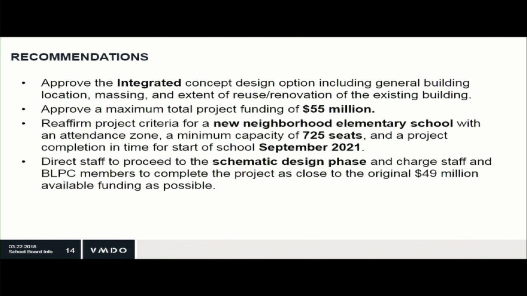I heard that. At least folks are awake. Yes, thank you. A minimum of 725 seats and for completion in 2021. And then lastly, to direct staff to proceed to the schematic design phase, and as Ms. Peterson mentioned, charge the staff and the BLPC members to look for ways to reduce project costs to get it closer to the $49 million available, as close to that as possible. And that is all we have for you this evening.